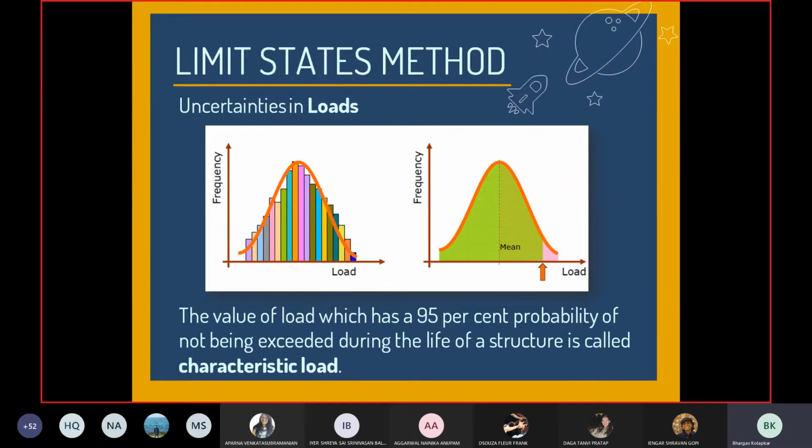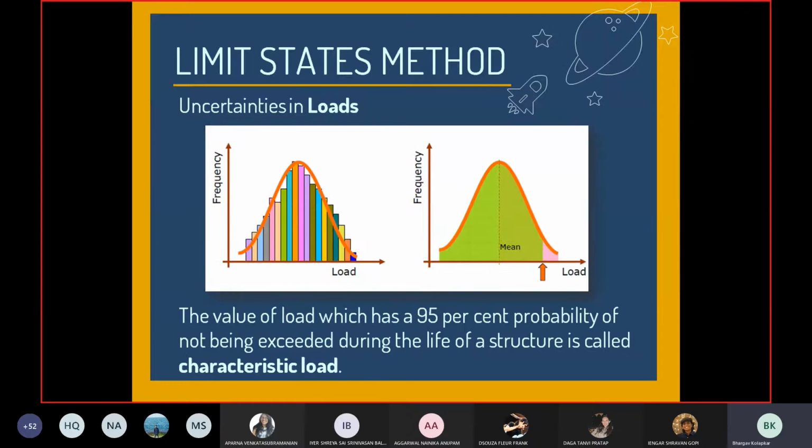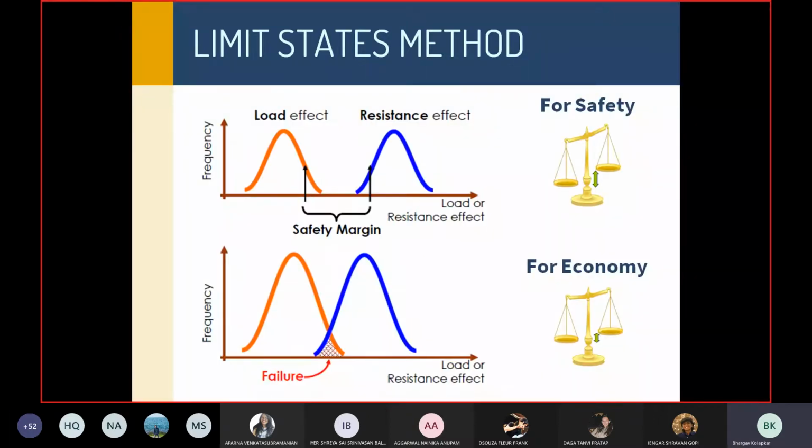Then we talk about characteristic load. I think I've made a small error in the last definition. In material strength, we are talking about the 5 percentile strength, meaning that only 5% of results will fall below this number. When we are talking about characteristic loads, we are talking about the 95 percentile, which means that only 5% of loads are greater than this value. And then what we're trying to achieve is that our strength should be greater than our demand.